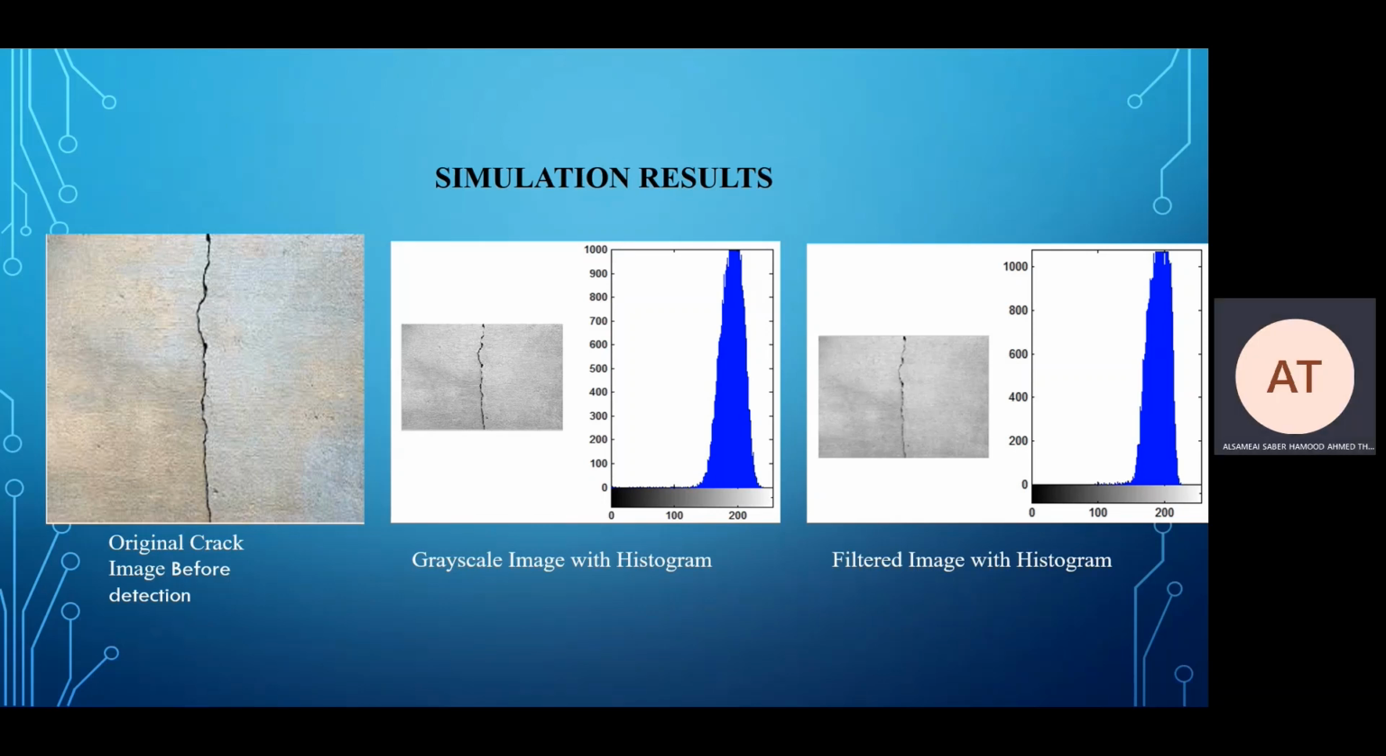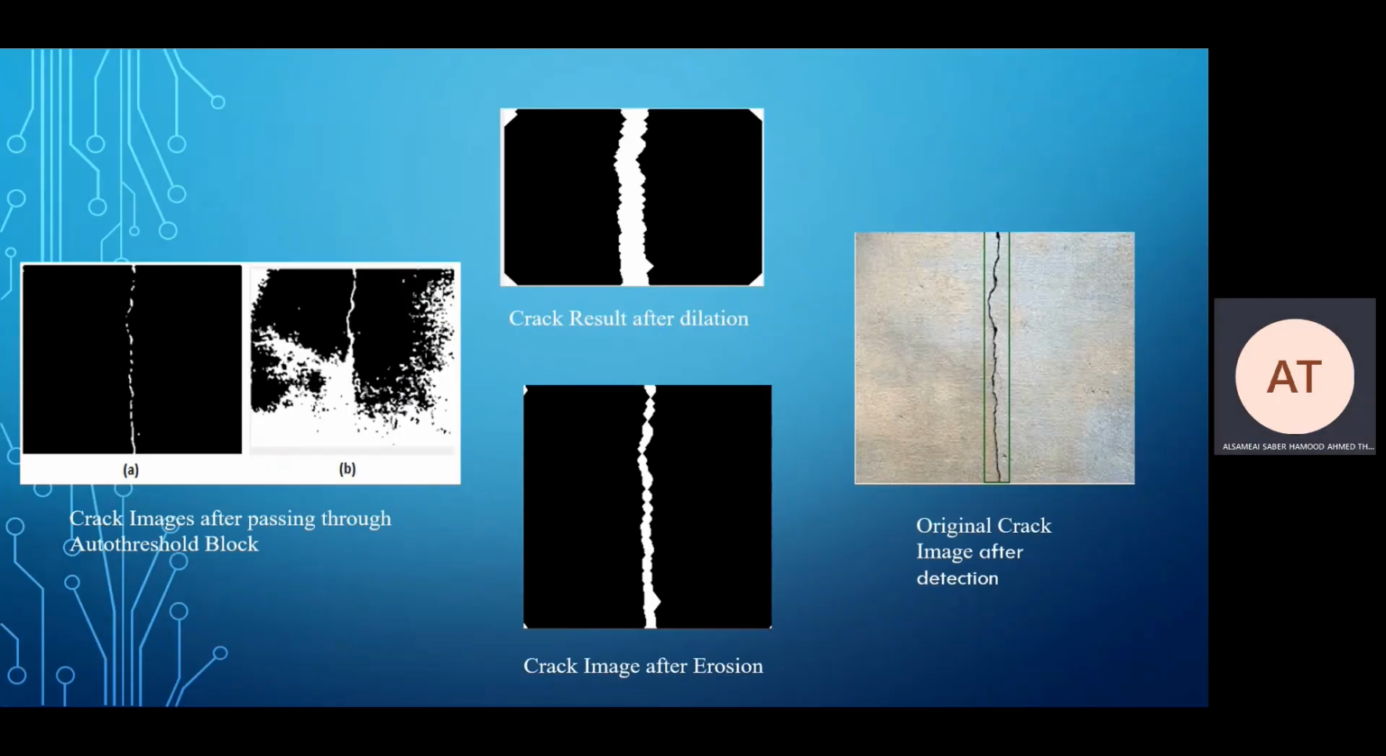Here is the filtered image and its histogram after using the median filter with the default configuration. As it can be observed, the median filter causes smoothing of the image. However, it's difficult to point out the differences between the first histogram and the second one. The crack image results after passing through the auto threshold block. It can be observed that the shape of the crack is detected. However, it is still not counted as one blob since there are many holes in the crack.